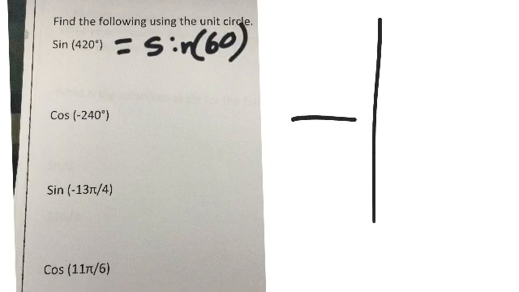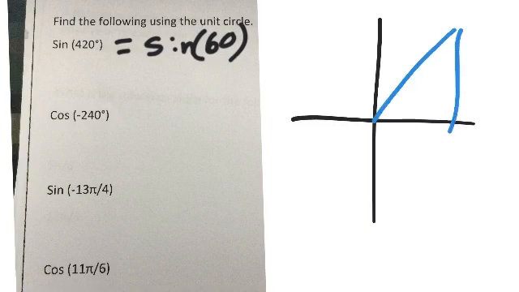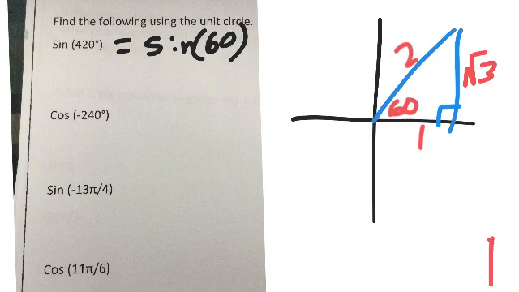So now I know I'm rotating 60 degrees, which puts me in the first quadrant. If I rotated 60 degrees up, then that means my central angle is a 60-degree angle. So it's a 30, 60, 90 special right triangle. Across from the 60 is radical 3. Across from the 30 is 1. Hypotenuse is 2. I am in the first quadrant.